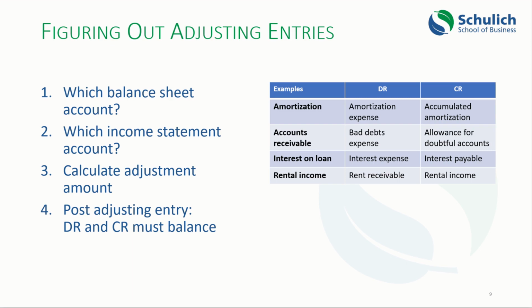Once you've got the adjusting entry figured out, posting it is the easy part. Just make sure the debits and credits balance. I've listed several examples of adjusting entries here. We'll cover all of these in more detail later in the course, but for now, this helps you see that some adjusting entries affect assets and some affect liabilities. Some affect revenue and some affect expenses. Every asset or liability that is affected by the passage of time, and that's most of them, will be adjusted at the end of every fiscal period.